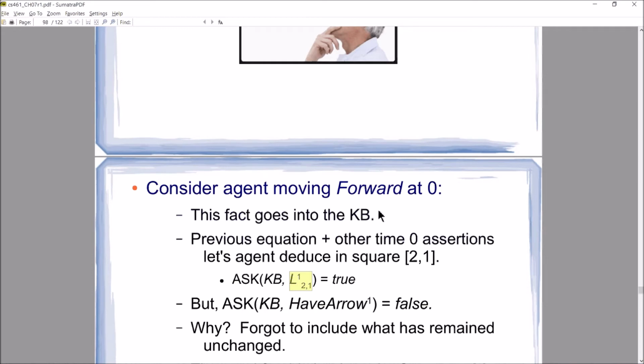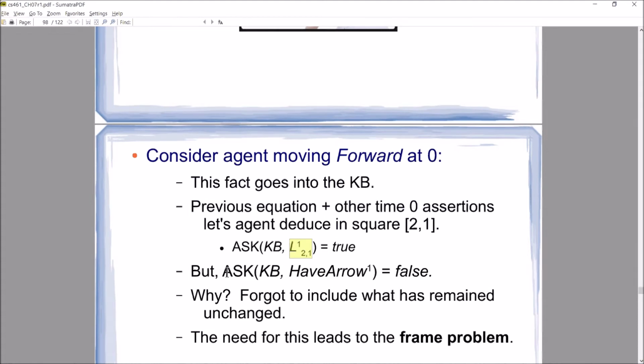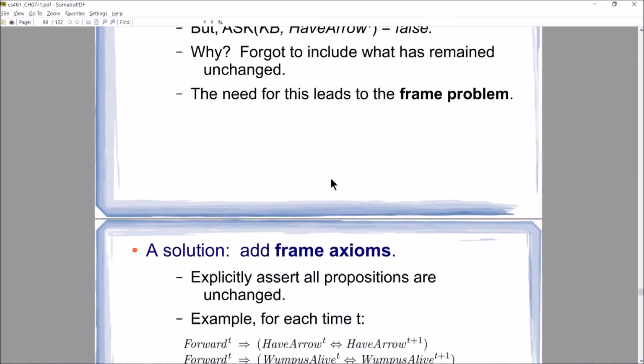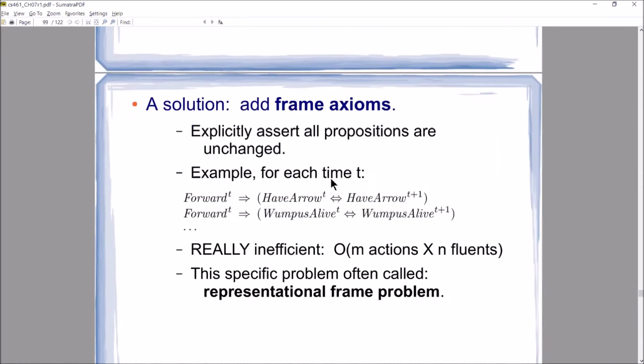Okay, but if we were to ask, if we still have our arrow, ask the knowledge base, have arrow on turn 1, that would evaluate to false. Why? Because we forgot to include, based off of our description of the knowledge base, all the stuff that remained unchanged. So this problem has a name, and that's the frame problem. So how can we resolve this frame problem? One way to do it is to have these things called frame axioms.